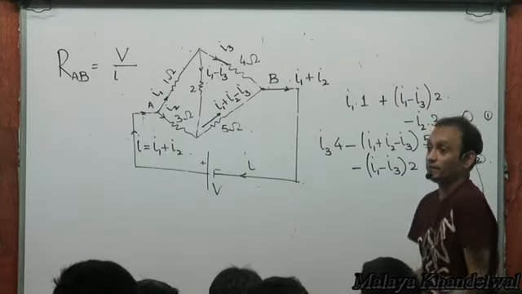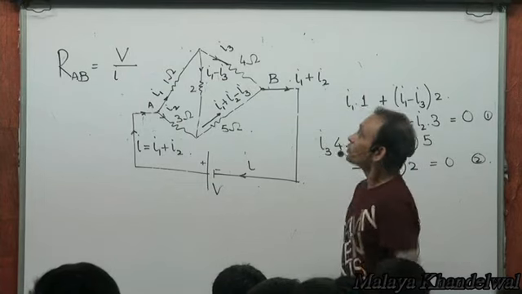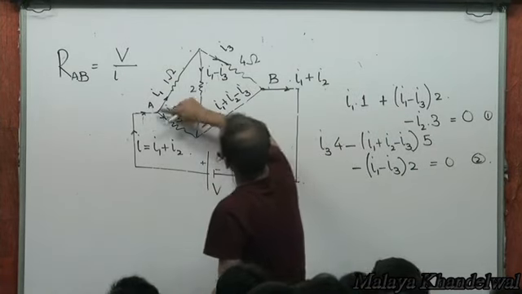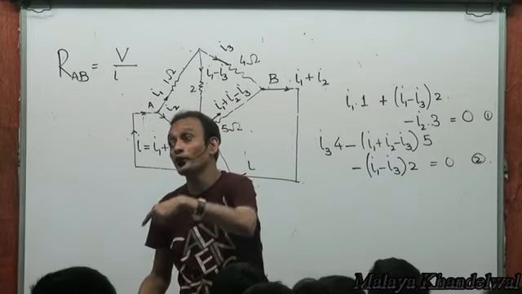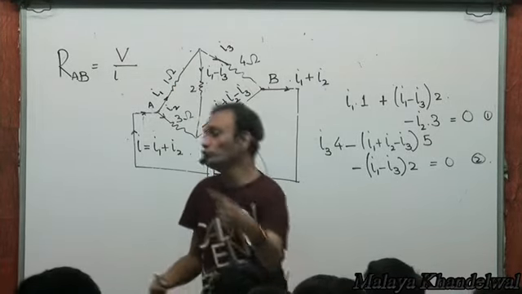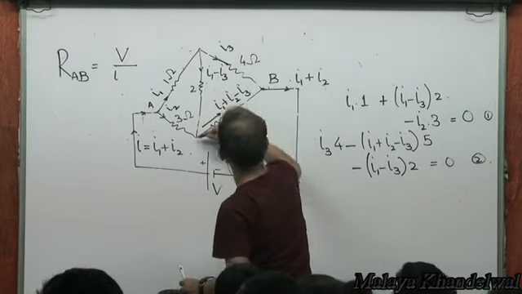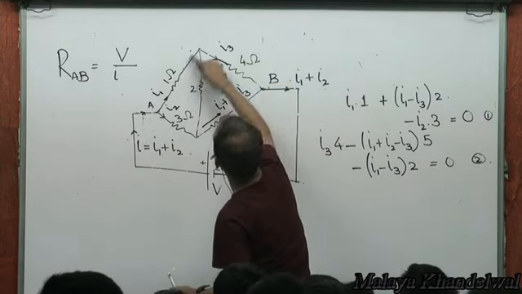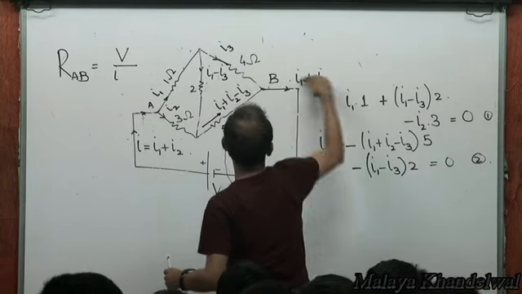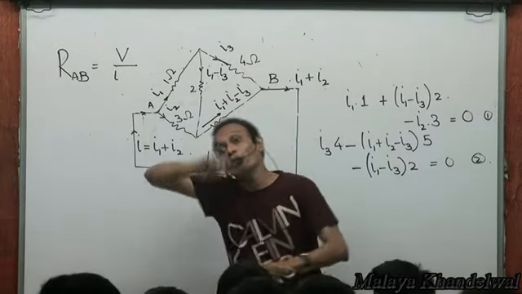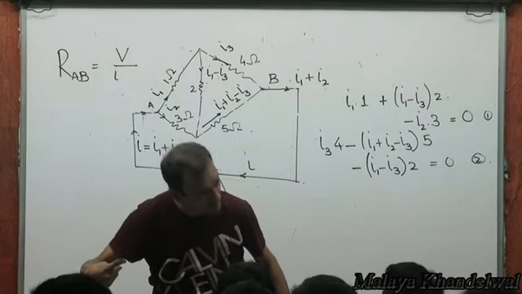Now to obtain V in terms of these currents, what could I do? V is the potential difference from A to B. The potential difference between any 2 points in an electric field, no matter how you go from A to B, is going to be the same. You could go from A to B like this, or like this, and come to B. It's path independent. The potential difference is going to be the same, right?